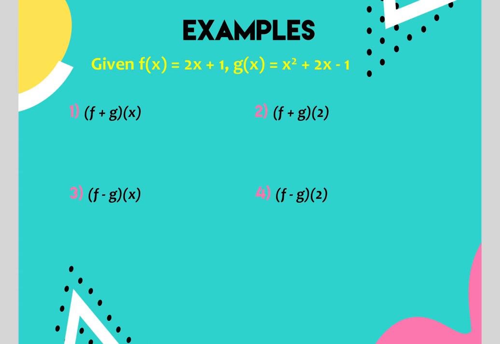So the first examples are just like this. It gives you an f of x, and in this case it's 2x plus 1. It gives you a g of x, which in this case is x squared plus 2x minus 1. And number 1 just says to find f plus g of x.